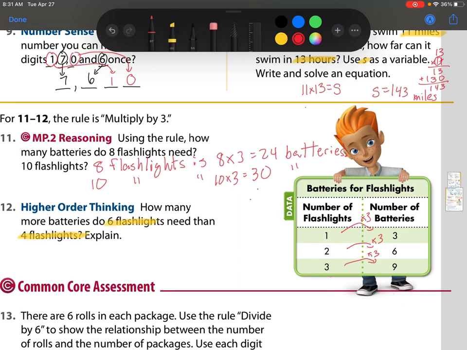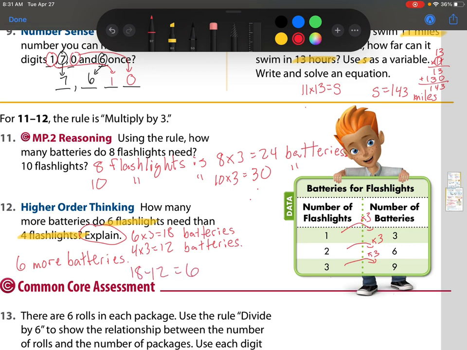So 6 flashlights would be what? 6 times 3 equals 18 batteries. And then 4 times 3 equals 12 batteries. But that's not what it's asking for. It's saying how many more. So if you have 18 batteries and 12 batteries, how many more do you have? Well, it's 6 more batteries. But again, we're not done because of that part explain. So we just need to show how we got that 6 more batteries. So we're going to put 18 minus 12 equals 6.